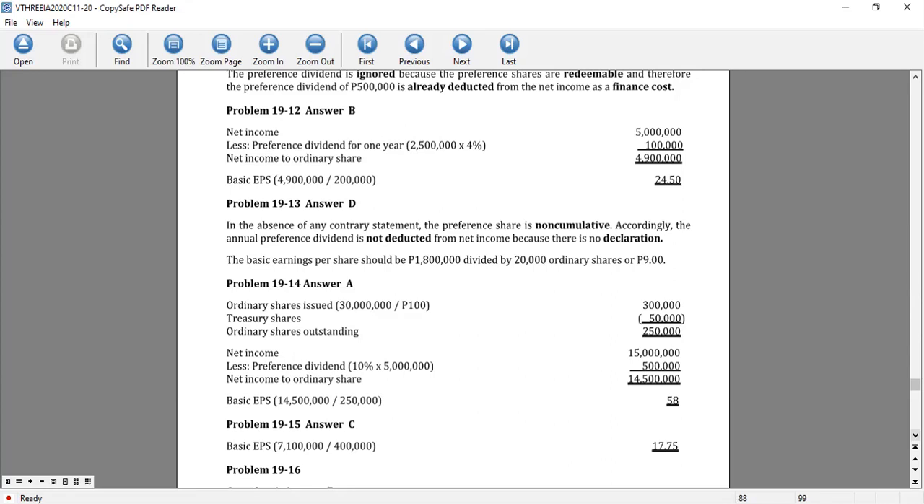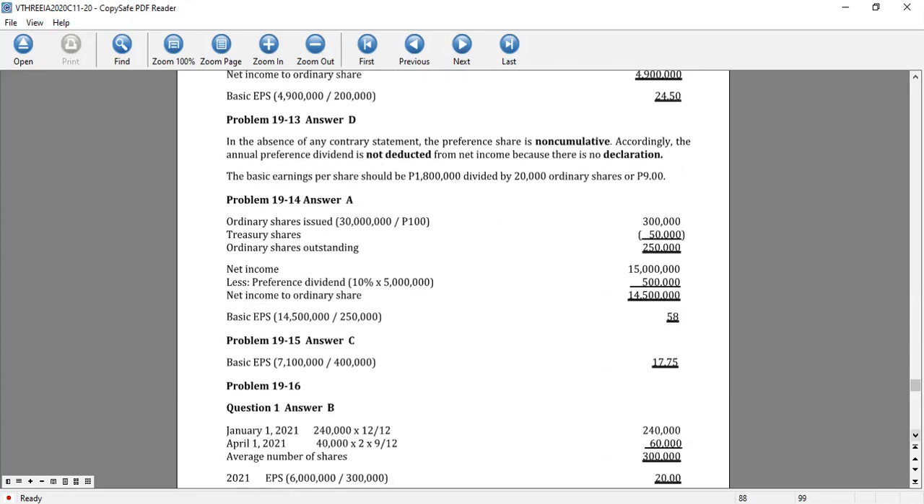But we have now the dividends on the preferred. That's only good for 400,000, so that the balance applicable to the ordinary shares is 7,100,000. 7,100,000 divided by 400,000 shares gives 17.75 for the basic earnings per share in number 15. Then we go to number 16 with two requirements.